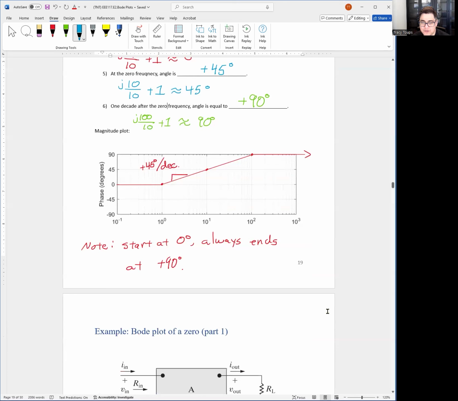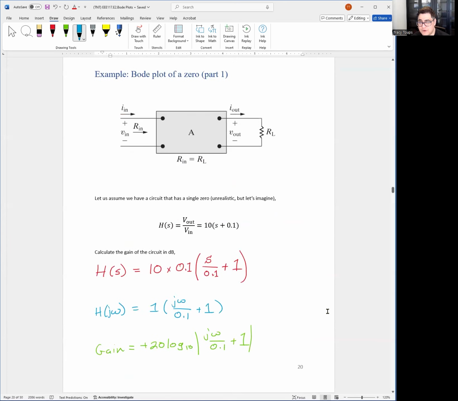Okay. We can show an example of how to draw a zero in a circuit. So we're going to have our mysterious circuit right here. We're going to assume this circuit has a zero. Now that's unrealistic, because if it has a zero, that means the gain goes to infinity, which will blow up the circuit. So in real life, you're always going to have a combination of zeros and poles. But just to make the math simple and just to see it, we can go through it.